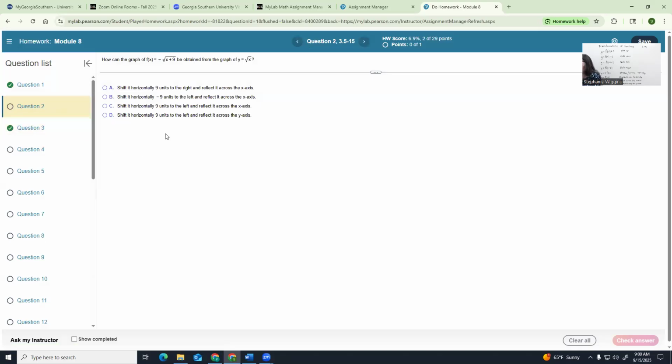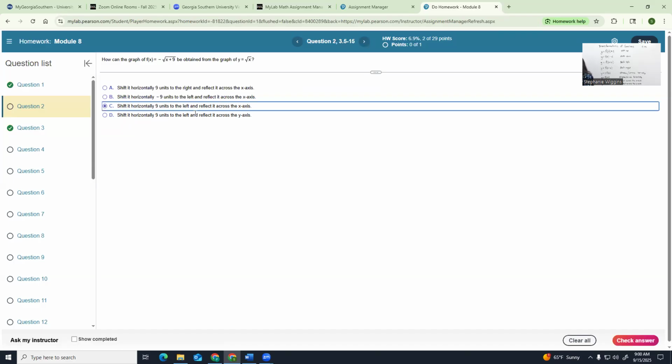In question 2, we have the square root function, and the negative is on the outside, but notice this time the 9 is added on the inside of the square root. So when it's on the inside, it's going to be a horizontal shift, and it's plus 9, so it's going to be to the left. It's not going to be reflected across the y-axis, rather the x-axis. So this is the correct choice right here.